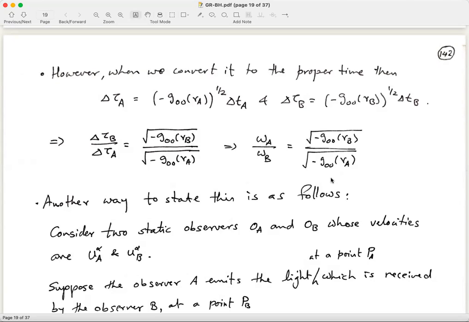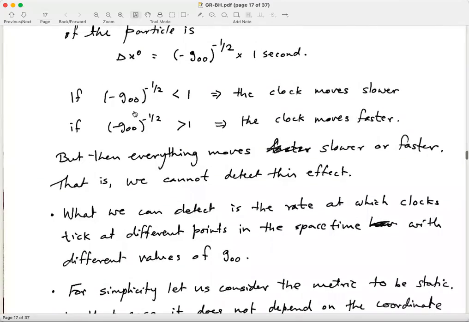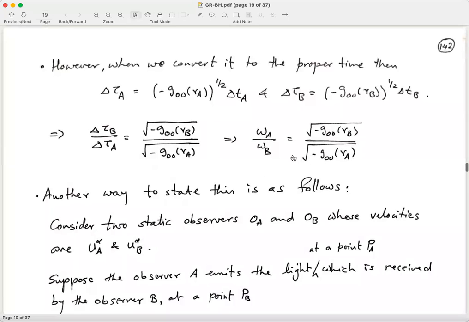Now this effect is actually measurable. Unlike the earlier discussion, where the clocks would run slower or faster depending upon the g00 value at a particular position, at a single point there is no way of knowing it, because effectively you can always convert the small neighborhood around that point into a special relativistic setup, and there is nothing you can really measure out there. But if you compare them at two different locations, then there is an observable effect. So let's try to understand how we arrive at this particular result.